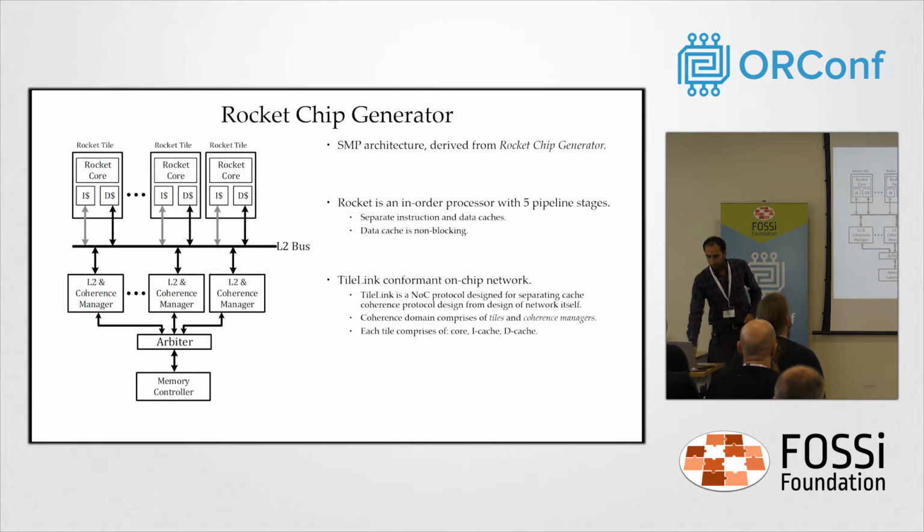So before I go to implementation, let me talk about what the Rocket chip generator actually looks like. You might have seen this before, and this SMP architecture is derived from the Rocket chip generator, in which every tile comprises a Rocket core, instruction and data caches. It is an in-order processor with 5 pipeline stages, but we will see that the memory system is not actually in order. And the on-chip network is TileLink conformant, in which TileLink is a protocol. So it's not a physical implementation, but rather a protocol itself.